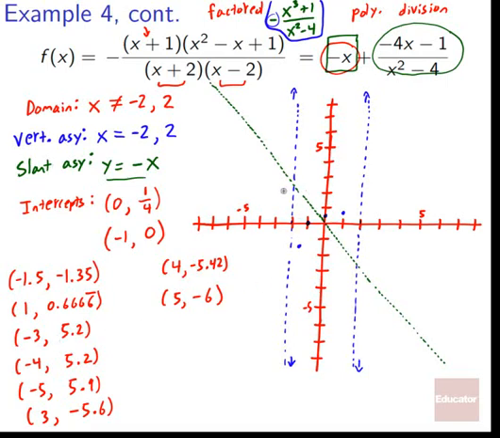Let's plot in the rest of our points, and we'll be ready to draw this sucker in. 1, 2, 3, 5.2, so 5, and just a hair up. Negative 4 is going to be at 5.2. My graph is a little bit high on the y equals x. My graph is not quite perfect, sorry. Negative 5 will be at 5.9. And if we go this way, we're going to go up here.